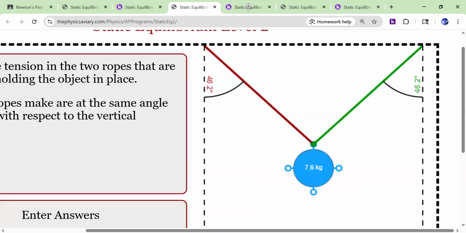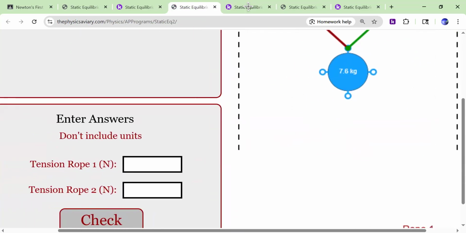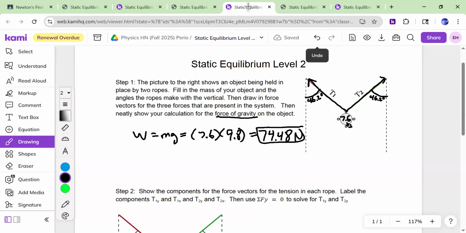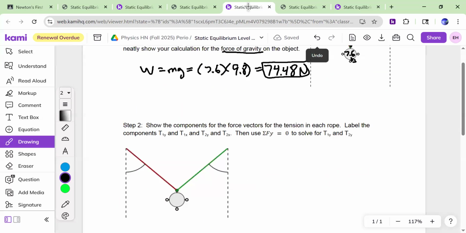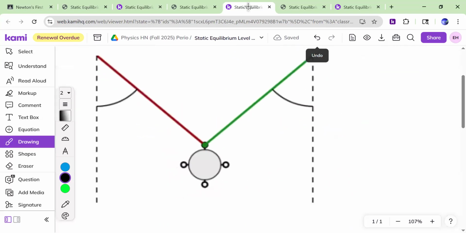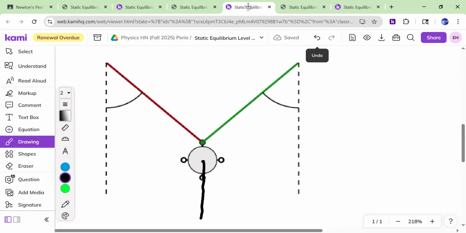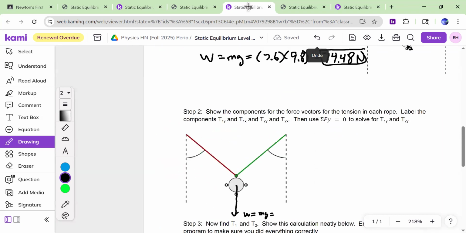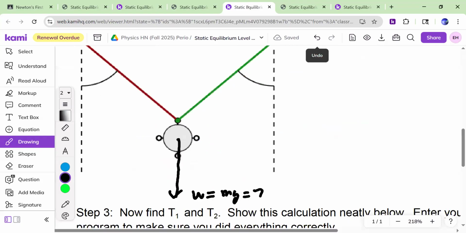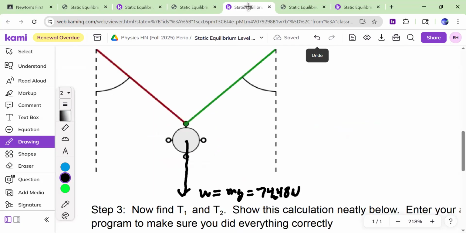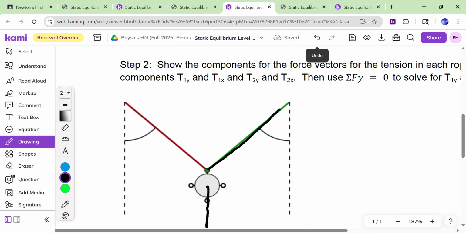Okay. And again, we have to enter tension one and tension two. So the weight is part of the calculation. It's not the finished answer. So now on this picture here, let's go ahead and resolve that into its components. I got weight equals mg, which you should have just calculated. In my case, it was 74.48 newtons. And you had the tension 2 going up this way, and you had tension 1 going up that way.